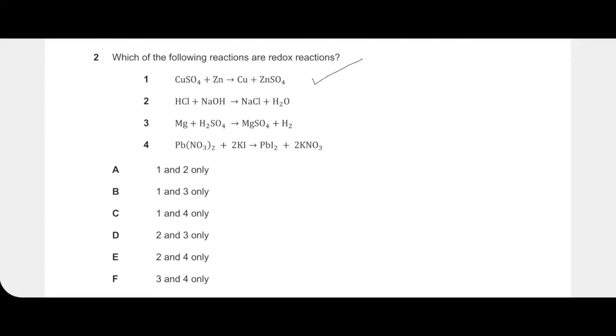Reaction number 2, that is not a redox reaction. This is because there's no change in oxidation state. There's no exchange of electrons. There's no electron transfer. Reaction number 3 is a redox reaction. This is because the oxidation state of magnesium changes from 0 to 2 plus, so that's oxidation, and the hydrogen changes from 1 plus to 0, and that's reduction. And from this point you already know that the answer is B, but I'll still go through 4. 4 is not a redox reaction because there are no changes in oxidation states in any of the species. So that is question number 2 completed.